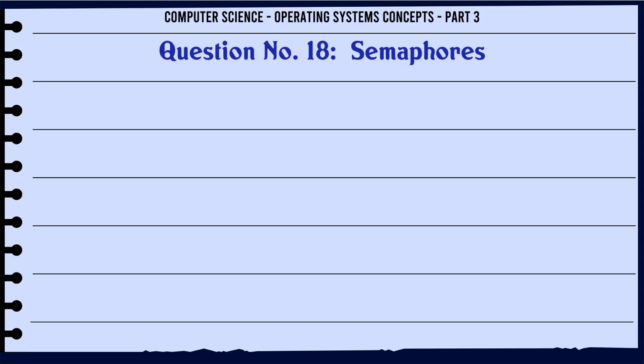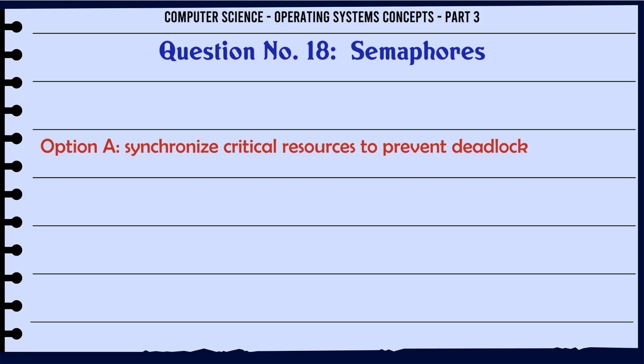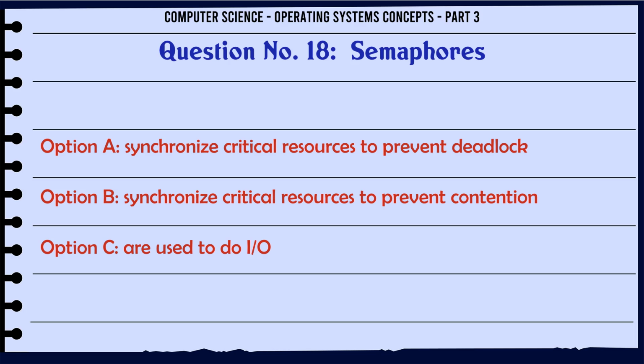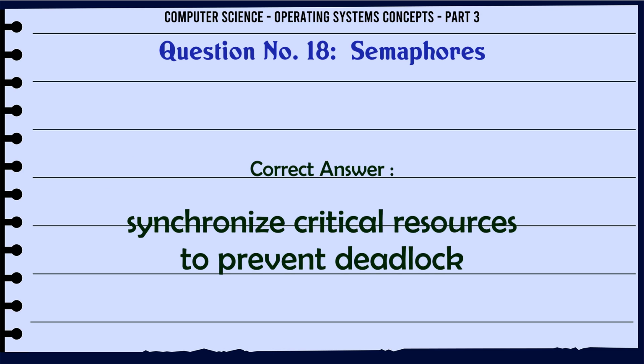Semaphores. A. Synchronize critical resources to prevent deadlock. B. Synchronize critical resources to prevent contention. C. Are used to do I/O. D. Are used for memory management. The correct answer is synchronize critical resources to prevent deadlock.